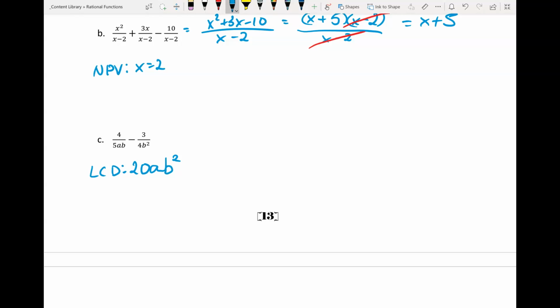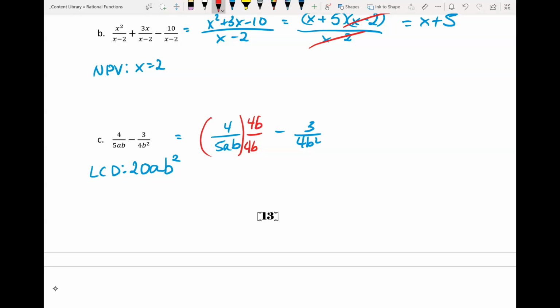Then my next step is to multiply each rational in order to get that LCD. So I'm just going to rewrite my fractions or my rationals here, and then we'll determine what we're going to multiply by. So for our first rational, in order to get 20ab squared in our denominator, I would need to multiply this by 4 to get 20. We already have the a, but then I also need another b, so I have to multiply by b. And I'm going to do this top and bottom.